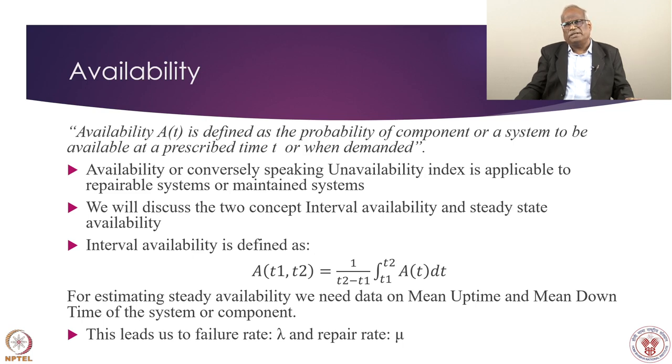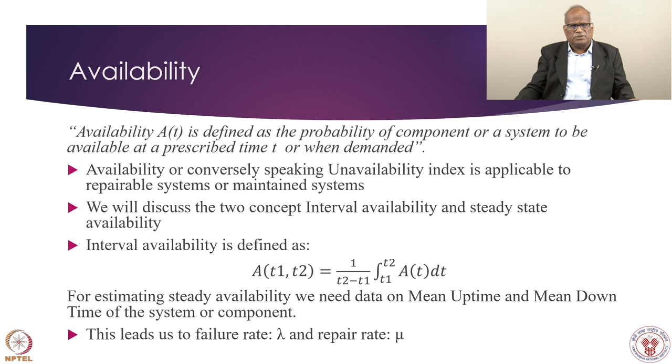There are two types of availability we can discuss here. One is called steady state availability, and first we'll discuss interval availability and then steady state availability. Interval availability is defined as the probability that the component or system will be available in the duration T1 to T2. The model is 1 upon (T2 minus T1) times the integration from T1 to T2 of availability as a function of t, dt. So here we have this interval availability. During that interval, what is the availability one can expect?